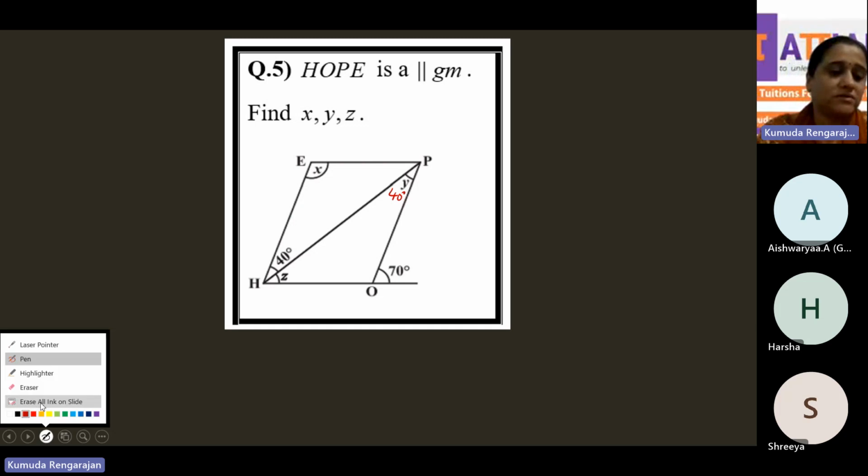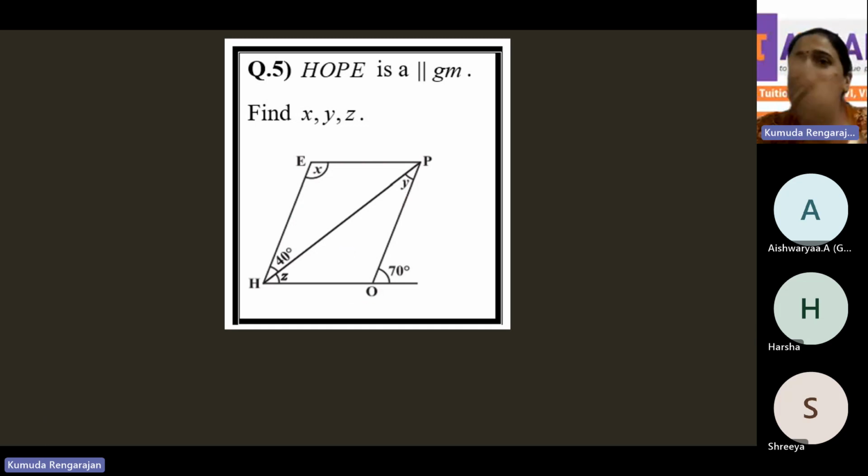So how do we find X? You should use the concept of linear pair. Parallel lines, transversal is one thing. All those alternate angles, corresponding angles, co-interior angles. Then also vertically opposite angles are equal. Linear pair. And also angle sum property. The sum of the three angles in a triangle is equal to 180. All this should come to your mind.